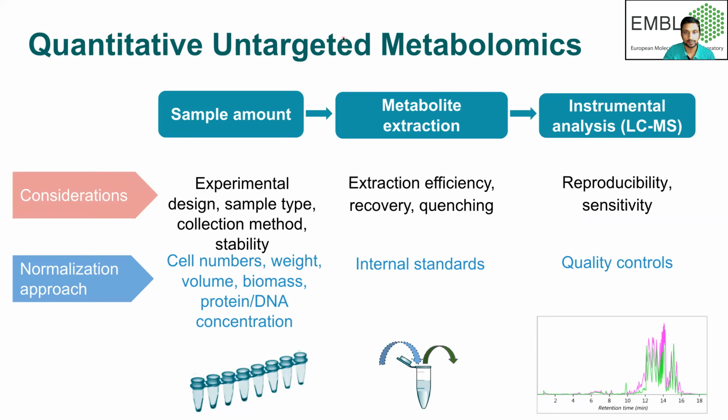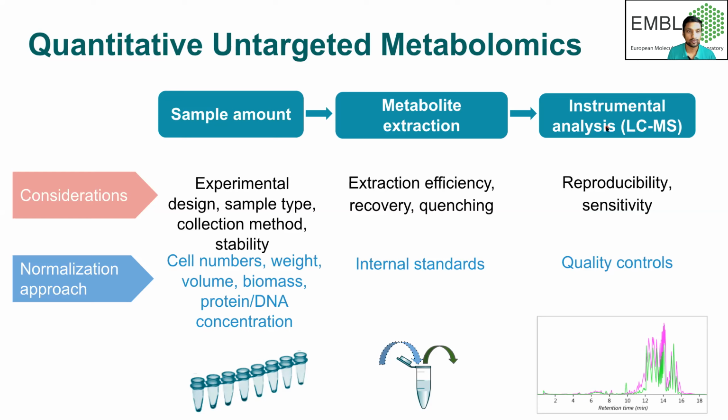One is the sample amount. So you get the sample, you decide what kind of sample you want to analyze, then you extract the metabolites from it, and then you do the LCMS analysis. But at each stage, before designing, you have to give considerable thought to have a successful untargeted metabolomics analysis, because it's very easy to not have a successful or meaningful analysis if you didn't plan well.